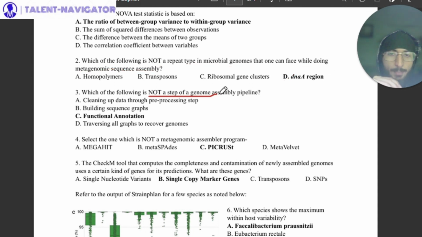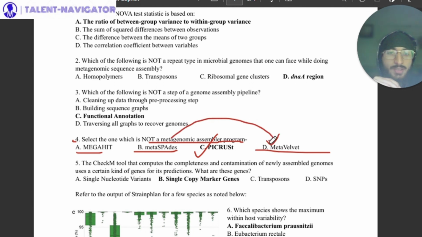Which of the following is not a step of genome assembly pipeline? That is functional annotation. So we have cleaning up data through pre-processing. We also have building sequence graphs and traversing all graphs to recover genomes, but functional annotation is never there. So that's the answer. Now, fourth question, select the one which is not a metagenomic assembler program. That is PICRUSt, because MEGAHIT, metaSPAdes, and MetaVelvet all are metagenomic assembler programs, which I've discussed in my previous lecture. PICRUSt is not, so that's the answer.